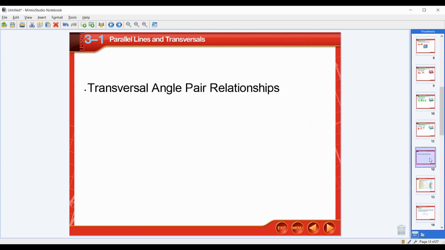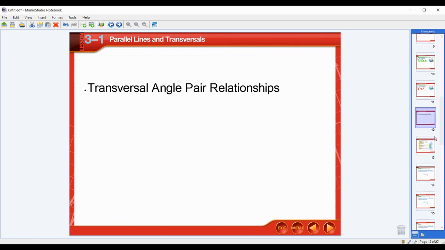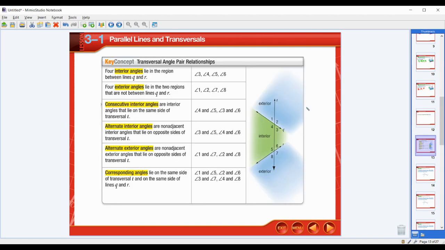All right, moving on here, transversal angle pair relationships. This is arguably the most important part of this lesson. So I want everybody to pay very close attention. This is something that we're going to use the entire year. So this is extremely, extremely important.